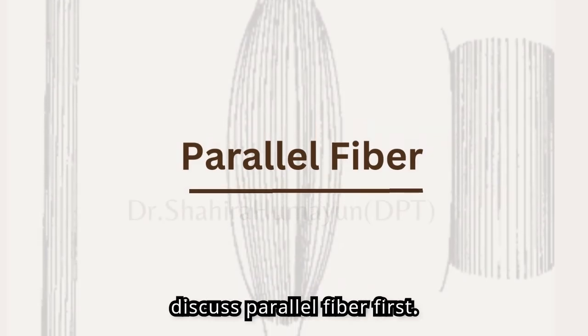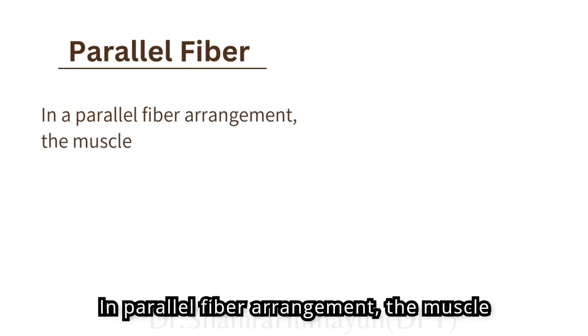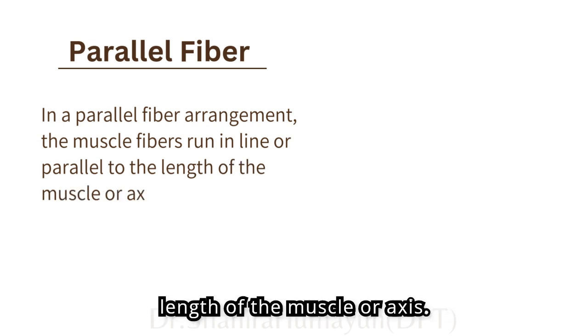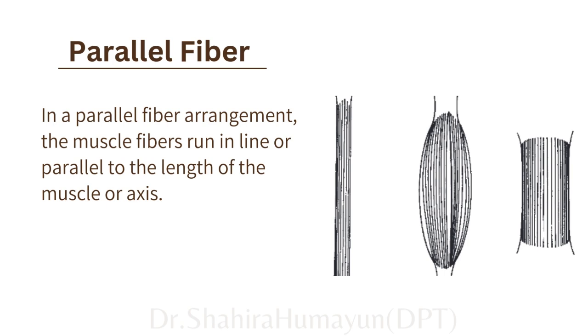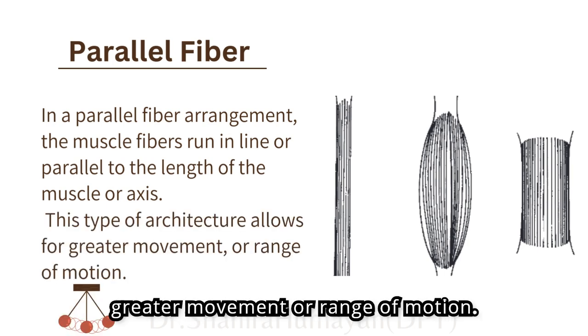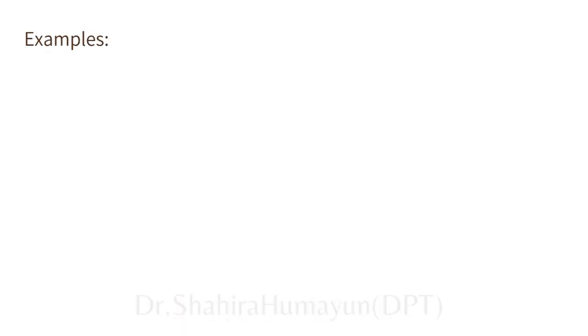Let's discuss parallel fiber first. In parallel fiber arrangement, the muscle fibers run in line or parallel to the length of the muscle or axis. This type of architecture allows for greater movement or range of motion. Let's see examples.